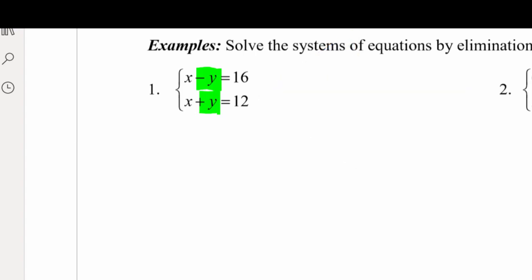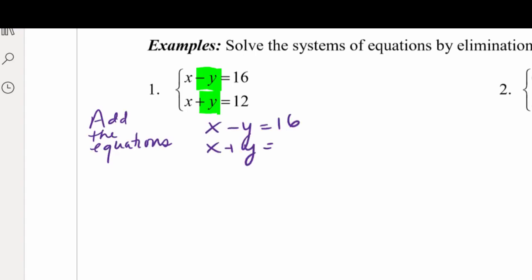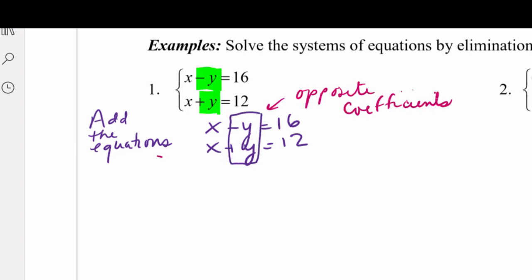So we're going to be able to go straight into the next step of the elimination method, which is that we're going to add the two equations. So you're going to add the equations. So let me rewrite them here. And again, we looked for these to be opposites, opposite coefficients. And now we add them.